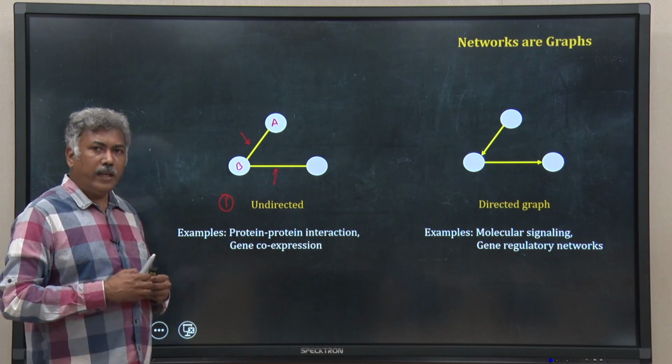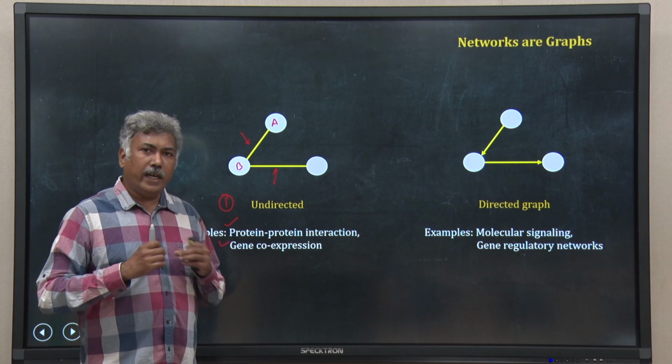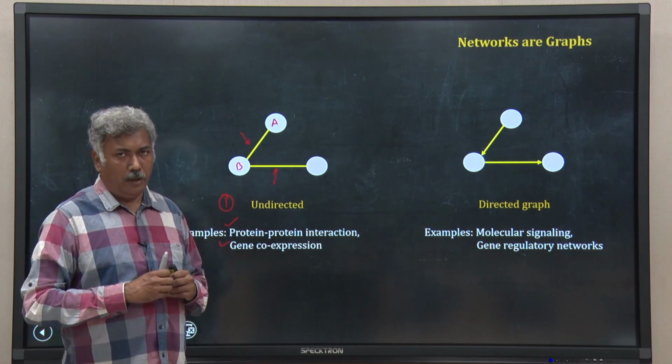A few examples of undirected graphs or networks are the protein-protein interaction network, I will show examples. Then the gene co-expression network, that is also an undirected graph, and I will show you a few examples of that.